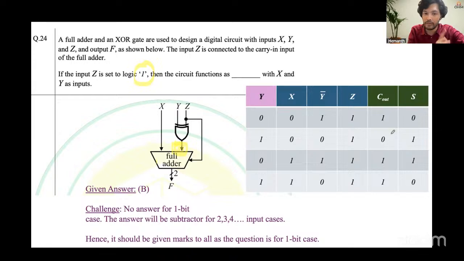But if at all they gave the data as a 2 bit or 3 bit or 4 bit scenario, the answer will definitely be a subtractor. There is no doubt about that. But since this is given as a 1 bit circuit, the options are not matching with any of the given data. So my strong belief is that marks to all should be given for this question.